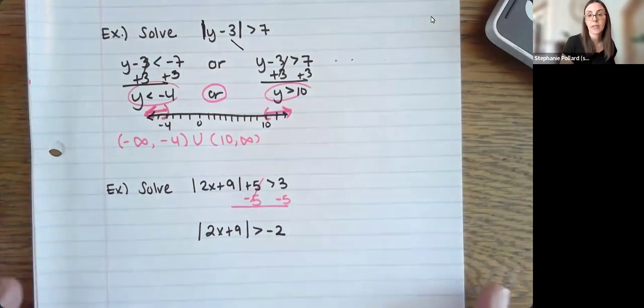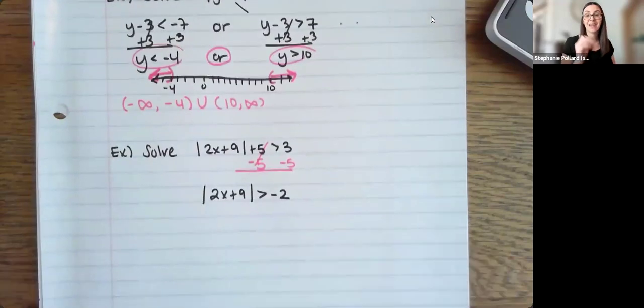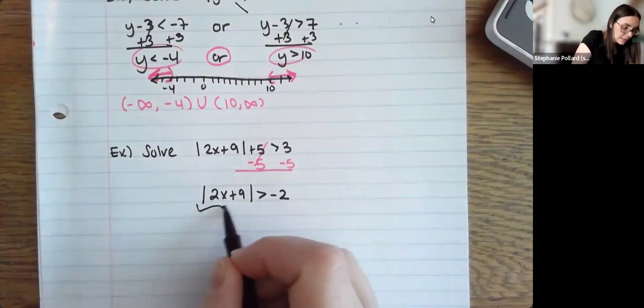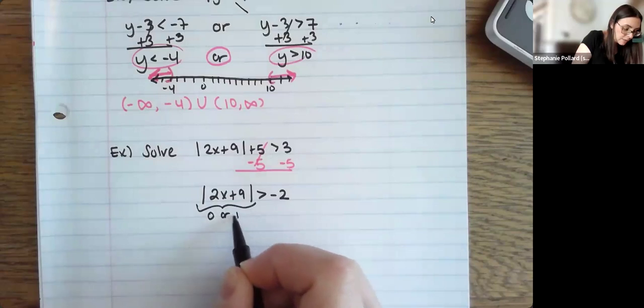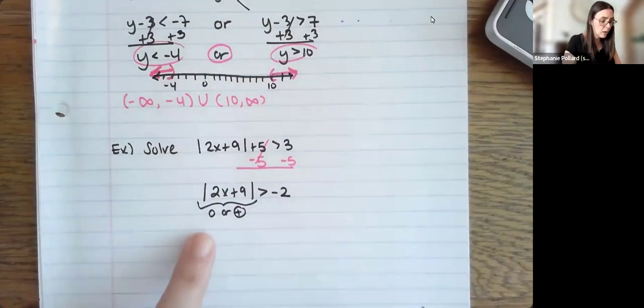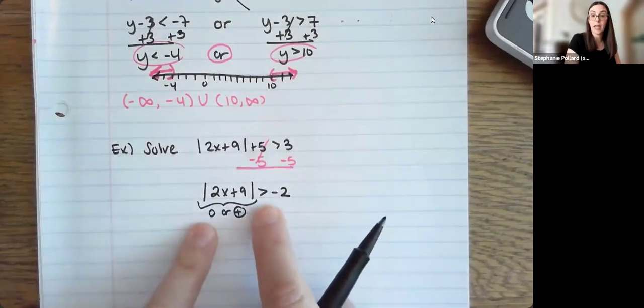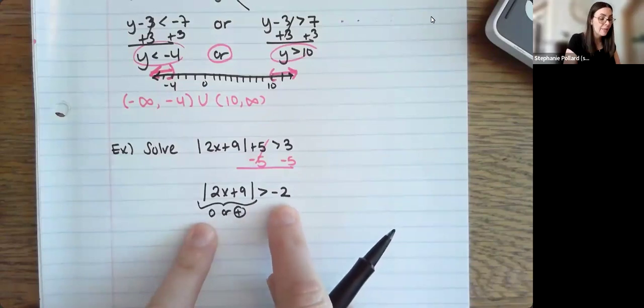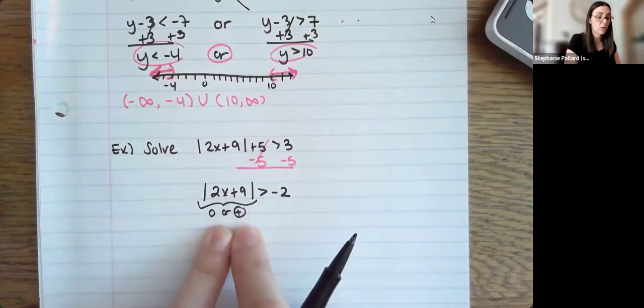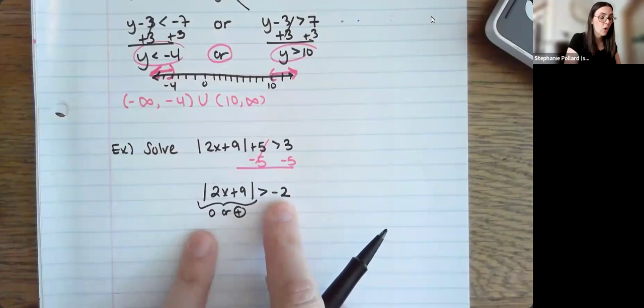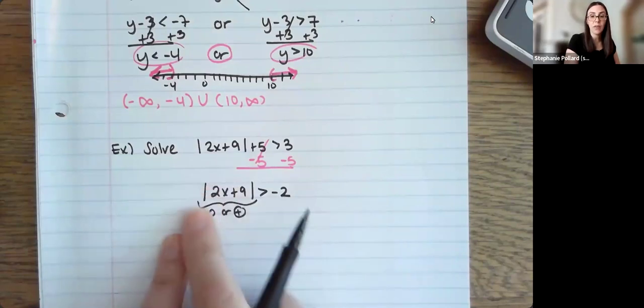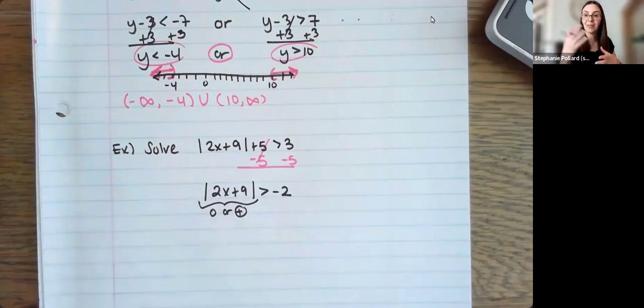So my absolute value is isolated, but I do see the right side as a negative. And again, negatives get really weird with absolute values. So think about what's going on here. My absolute value is either going to be 0 or it's positive. Now, if it's 0, well, 0 is definitely greater than -2, so that's fine. And if it's any positive number, it is also greater than -2. So no matter what the answer is for the absolute value, it will always be bigger than -2.